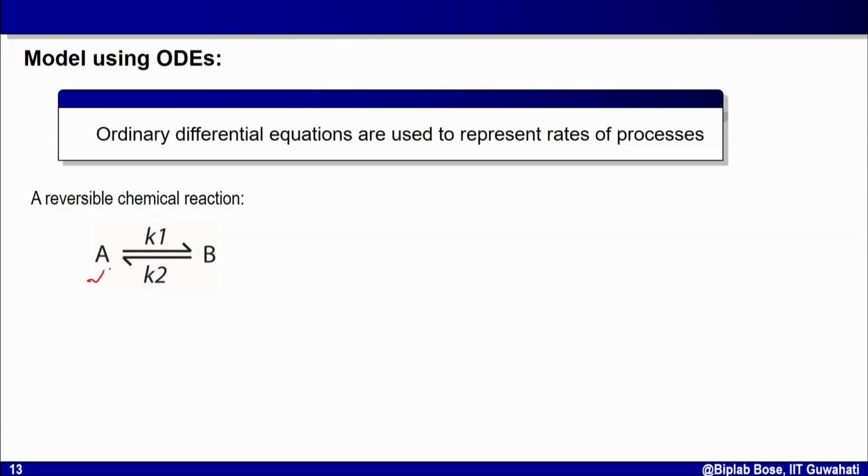A is getting converted to B and the rate constant for that is K1. Whereas as it is reversible, B is also becoming A and the rate constant is K2. And I want to model this one. When I say I want to model this reversible process, essentially I want to write a mathematical equation that will represent rate of change of B and rate of change of A.